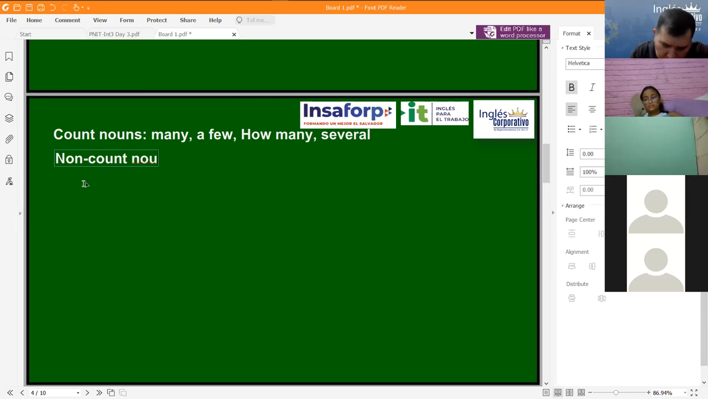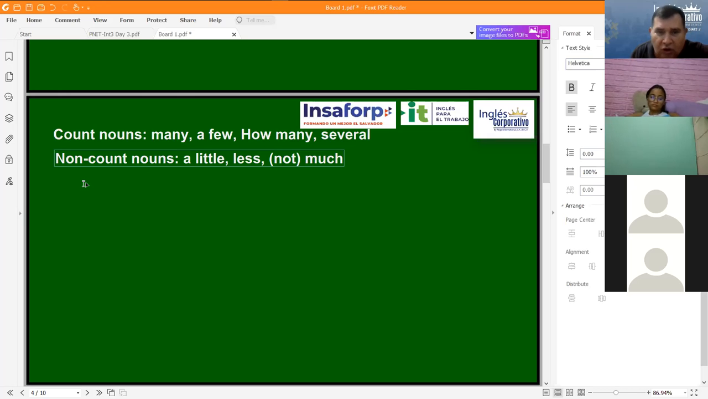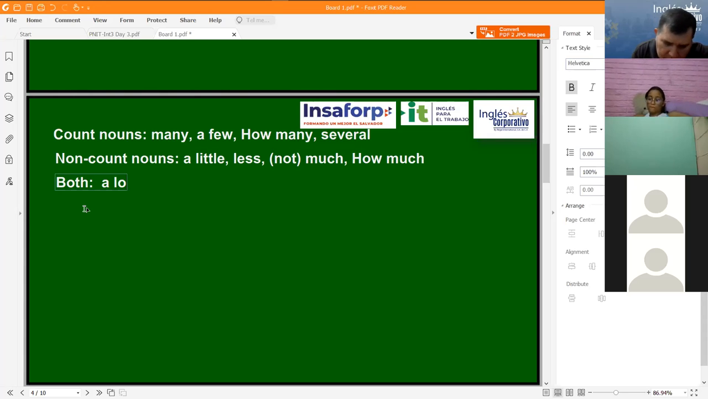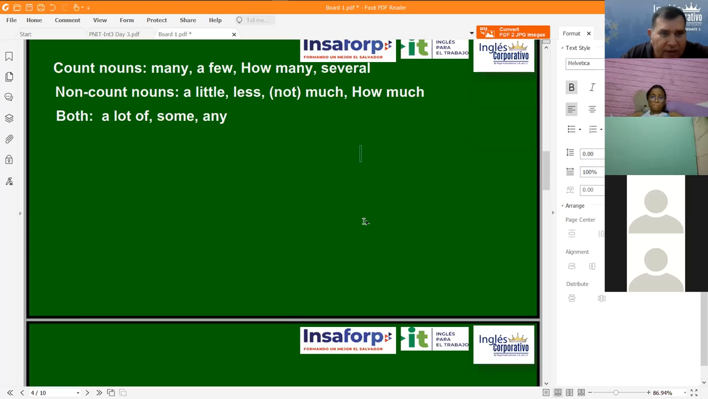For non-count nouns, we use a little. For comparison, we use less. Then we use much, only that it is in negative, we say not much. We don't use much in affirmative, we say a lot of. We say a little, less, and for the questions, how much. For both, what do we use? A lot of, some and any.